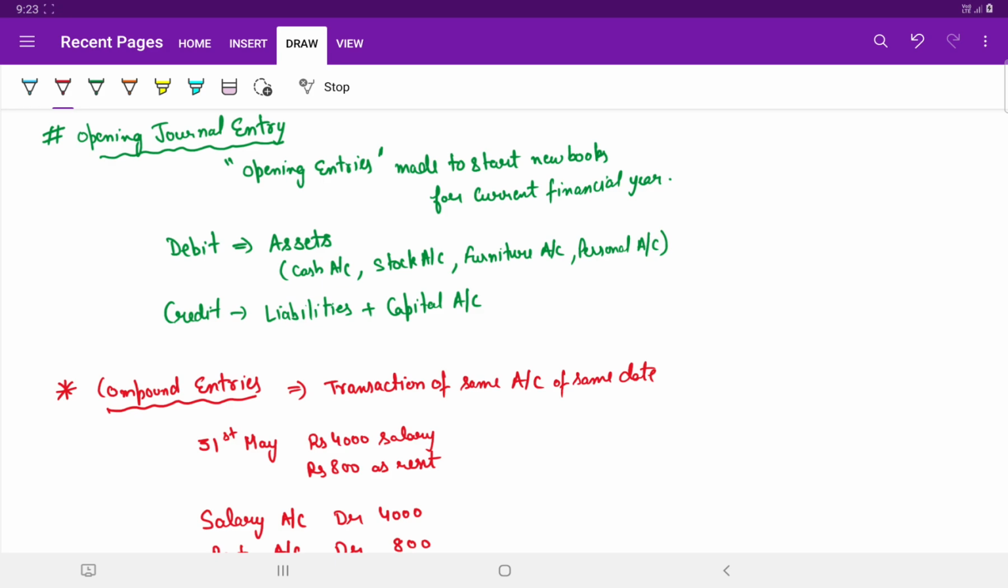So, I hope it is all clear to you now. Practice these entries as it will be helpful to you to understand the concepts of cash book and the ledger postings.